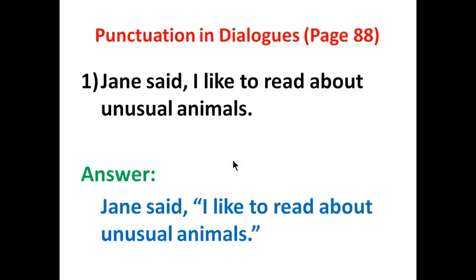Jane said, "I like to read about unusual animals." And here your answer will be: Jane said, comma, space, and you will start the quotation with quotation marks. Here in the statement given in the book, the quotation marks are missing. That is the mistake. You will use proper punctuation in the dialogues. This is actually a dialogue. Dialogue is a conversation or talk between two persons.